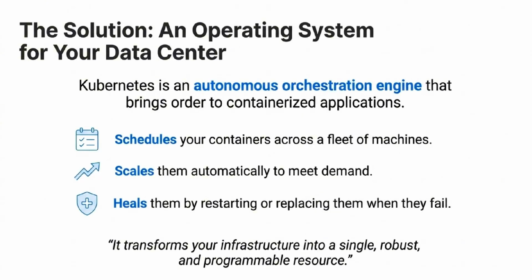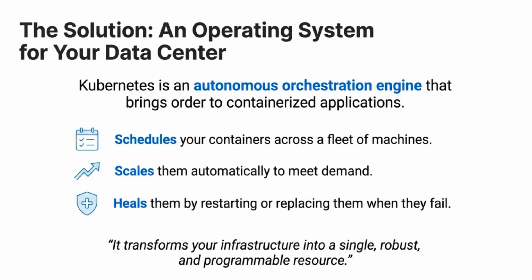Then Kubernetes came along, acting like an autonomous orchestration engine. Its job is simple: bring order and sanity to containerized applications. Kubernetes schedules your containers across a fleet of machines. It scales them automatically to meet demand, and it heals them by restarting or replacing them when they fail. It transforms all of your infrastructure into a single, robust, programmable resource. Instead of manually controlling every moving part, you tell Kubernetes what you want, and it makes it happen.